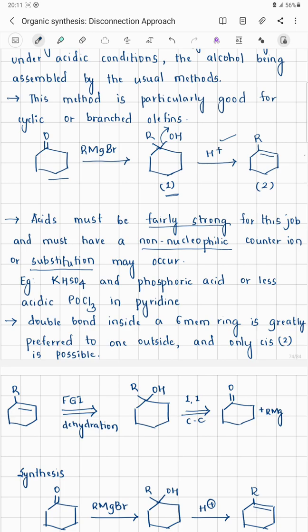Generally, when I try to synthesize an alkene system with the double bond in a 6-membered ring, as in compound number 2, a double bond inside the 6-membered ring is greatly preferred to one outside, and only cis is possible. When I say that, the endo bond in the 6-membered ring system is more stable than an exo bond system.